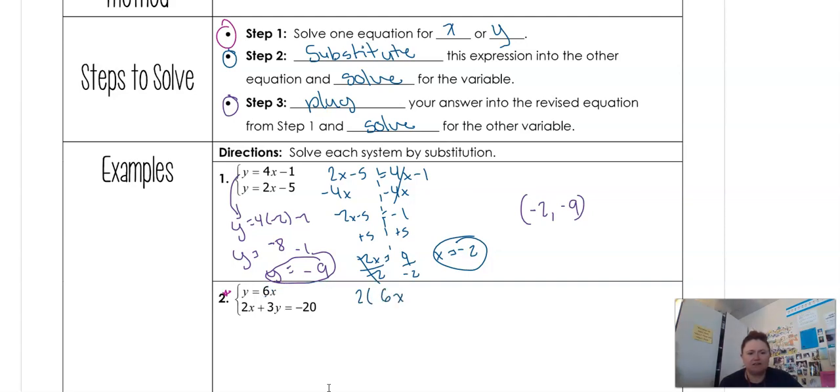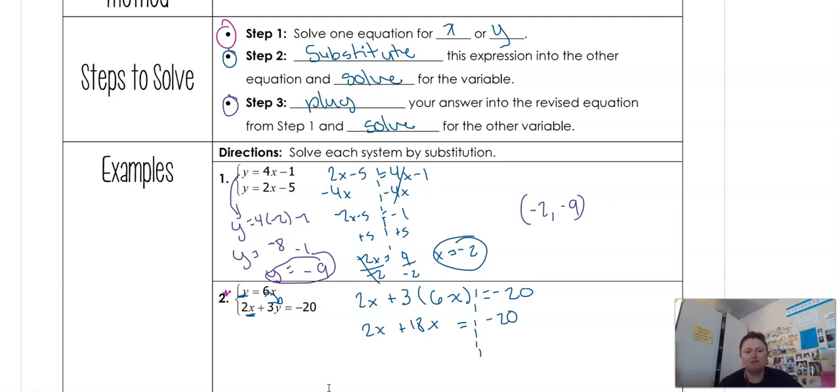No, wait. Already I'm off track here, because that's an x and that's a y. I should be substituting 6x in for y, not for x. So it's going to be 2x plus 3 parentheses 6x. There we go. Notice I now only have x's in my equation. There are no y's. So now I can solve for x. I have 2x plus 18x, because 3 times 6 is 18, equals negative 20.